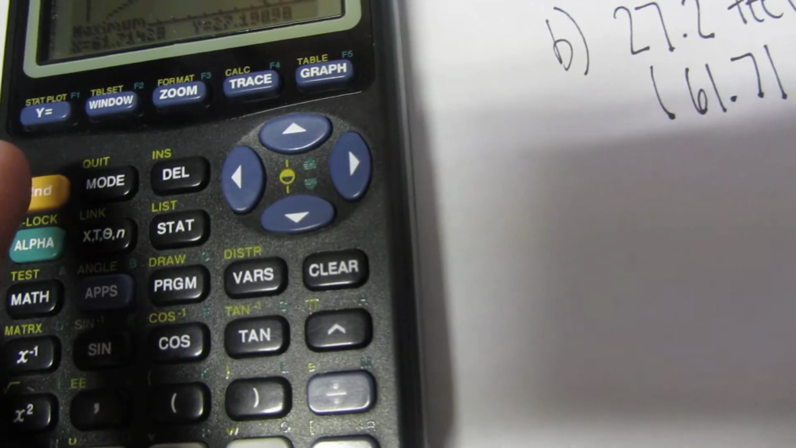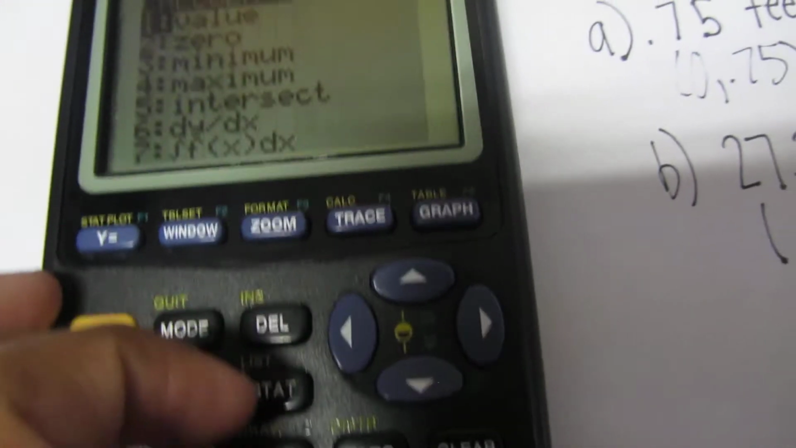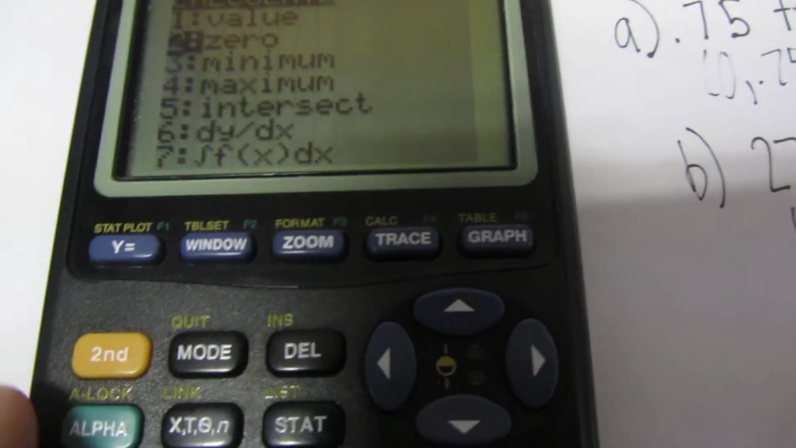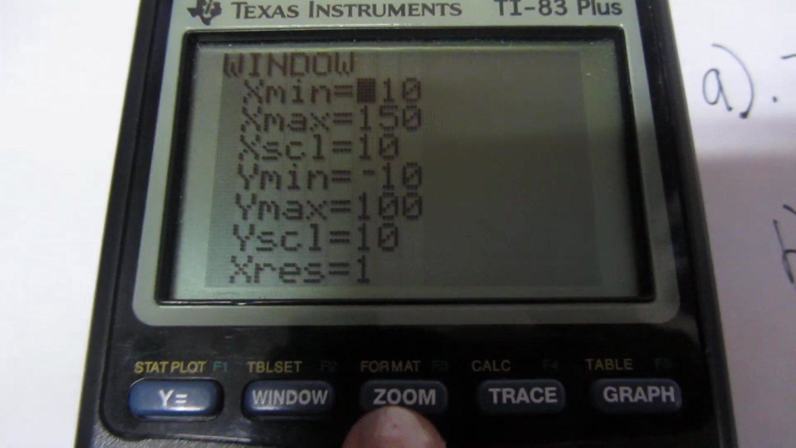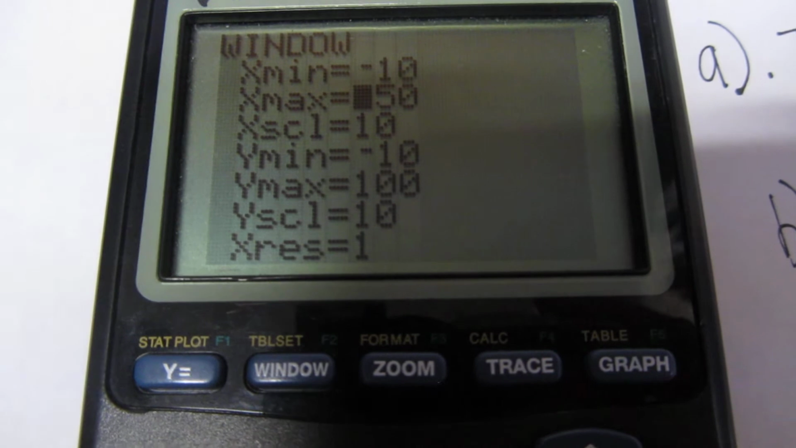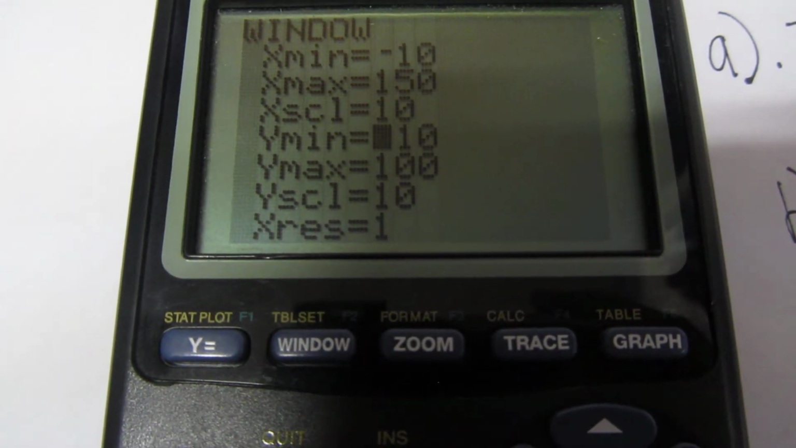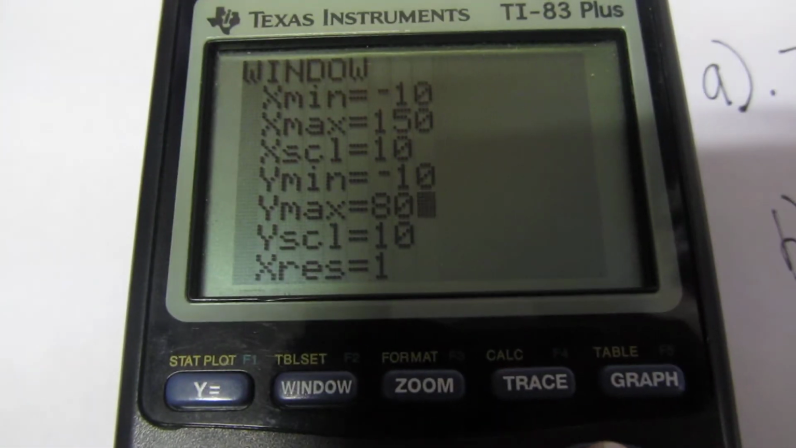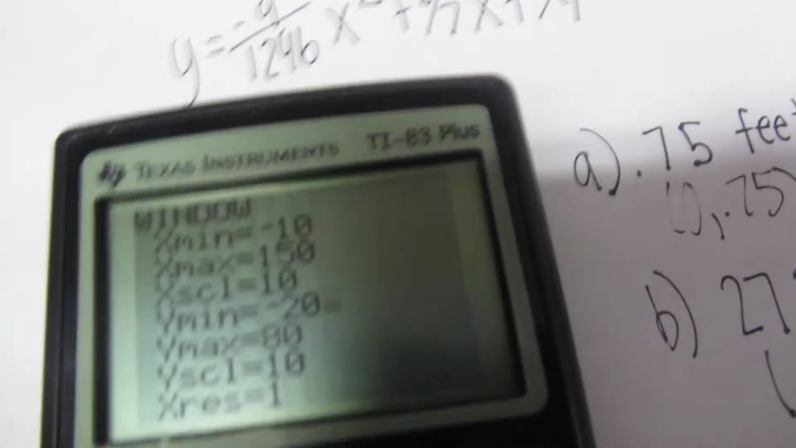Next, you will need to find how far it traveled. So first, you press second calc and hit 0. And as you can see, the window isn't quite clear here, so you need to adjust your window. For the scale, you would have to change the y scale, so let's make this one 80. The y minimum, let's make it -20 and see how that changes it.